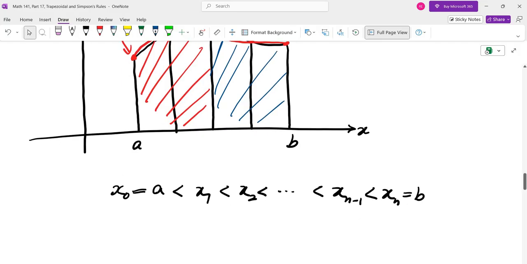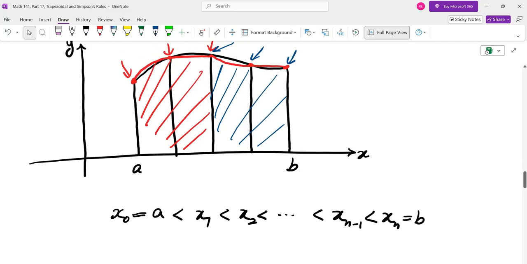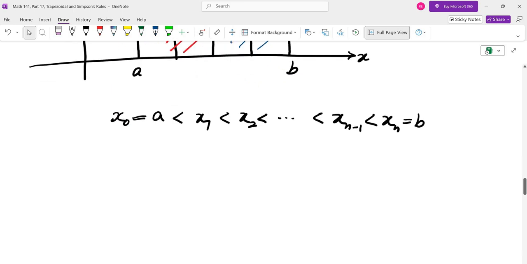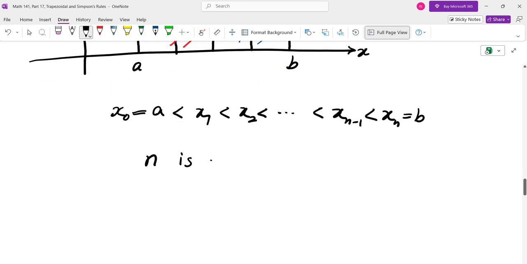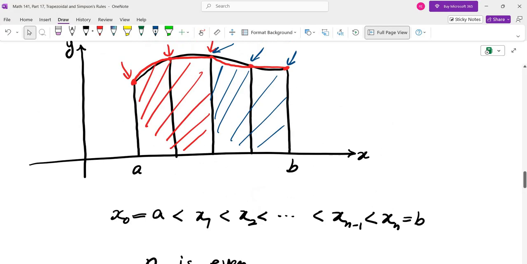Now, because I'm looking at 3 consecutive points, I would need n to be even. So I have to have n even to be able to draw parabolas for every 3 consecutive points. Otherwise, if you have one more term here, you can't really do anything with this last piece.